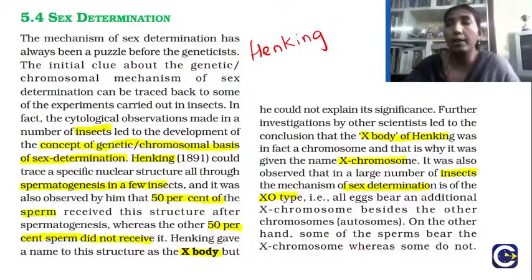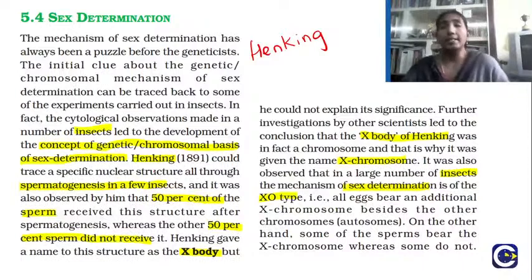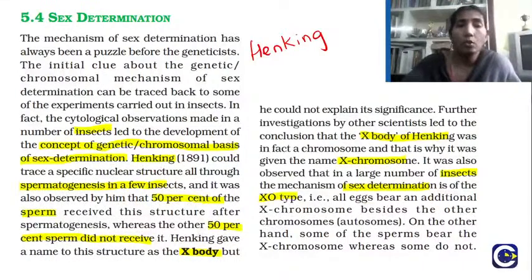He was able to trace a specific nuclear structure throughout spermatogenesis in a few insects. He observed that 50% of the sperm received that structure and 50% did not. It was Henking who gave the name X body to that structure, but he could not explain its significance. It was later noted that this is what is named the X chromosome.